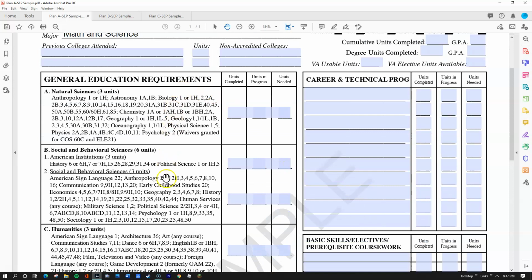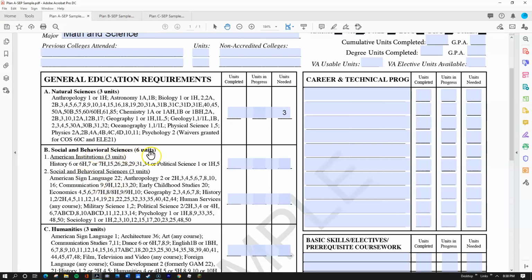The left-hand side are your general education requirements, and the right-hand side would be major requirements for that specific degree. So you can see in section A, it says natural sciences, 3 units. You have to take 1 class in this area because all of these classes are at least 3 units. So if you had not completed it, we would put it over here in the units needed. If it was currently in progress, or if you had completed it, we would put it over in that column. And that holds true for this whole section.